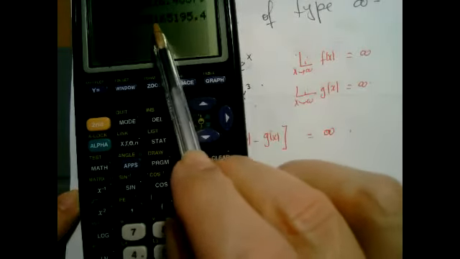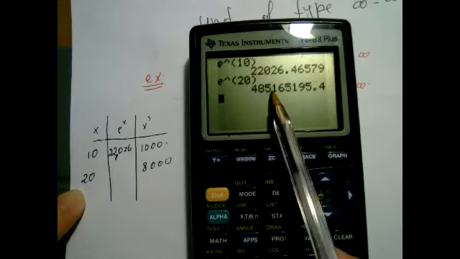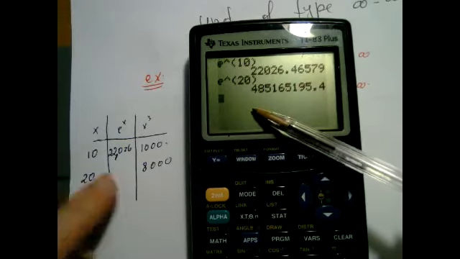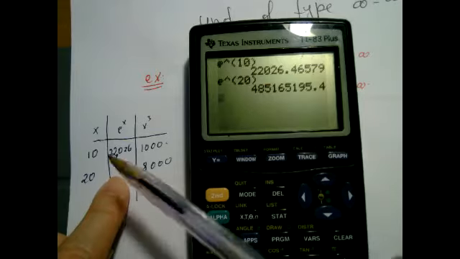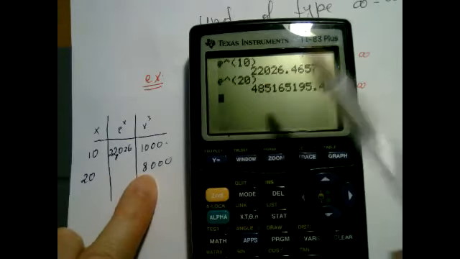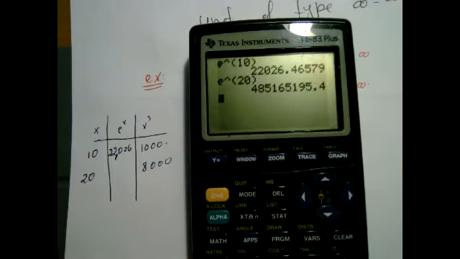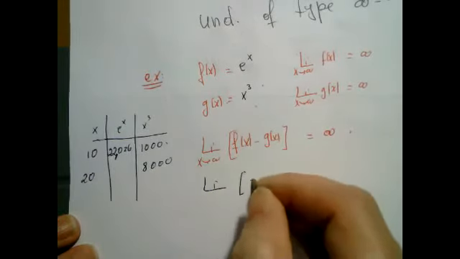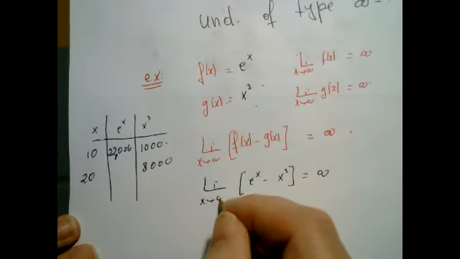It's 485,165,195. Look how big is e to the 20. Look how big is 20 to the power 3. So when I start taking only x to be 20, the difference is going to be really, really, really large because this is taking over. And if I take even larger x, you can imagine what's really going on. So here, the limit of e^x minus x cubed is going to be very large.